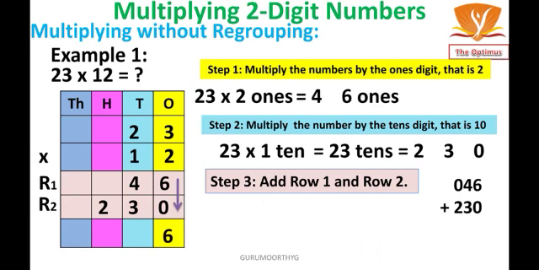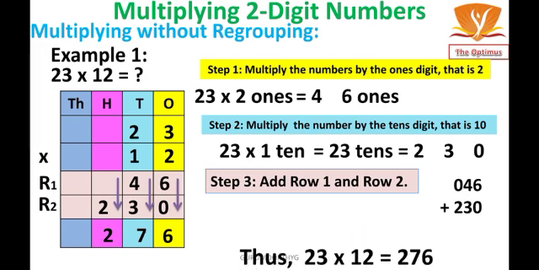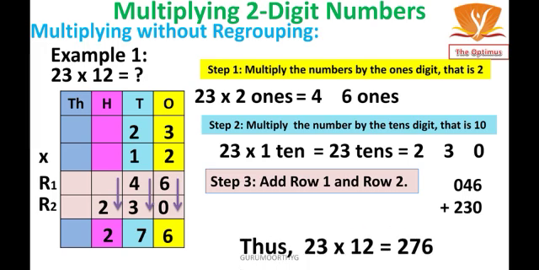In tens place, 4 plus 3 equal to 7. This 7, I am going to write in tens place. In hundreds place, 0 plus 2 equal to 2. This 2, I am going to write in hundreds place. Thus, 23 into 12 equal to 276.